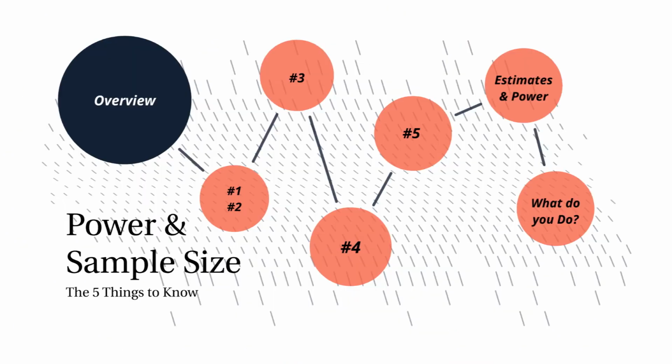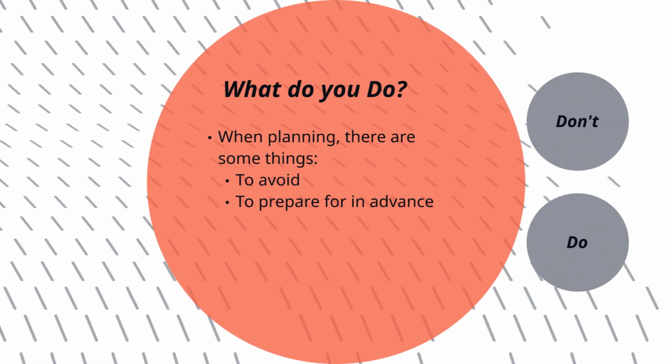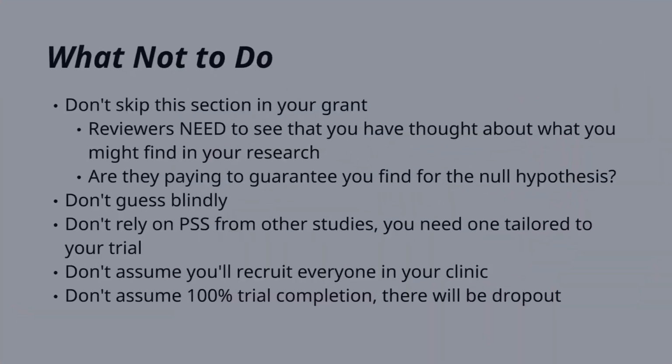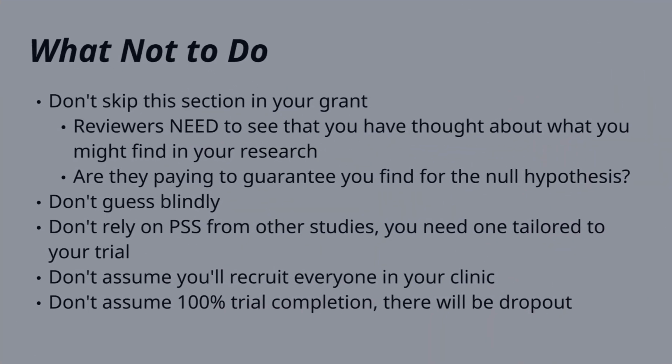So what do you do? When planning, there are some things to avoid and some things that you can prepare for in advance. Don't skip this section in your grant. Even if you are using a pre-specified sample size, reviewers still need to see that you have thought about what you might find in your research. They do not want to award money to guarantee you to find for the null hypothesis. Remember, it's also unethical to underpower a study. That means that you've exposed people to risk with no chance of finding for the alternative. Do not skip this section.